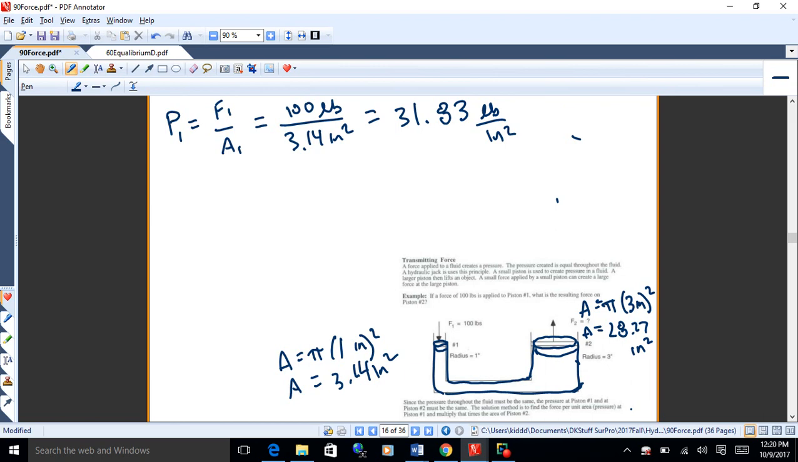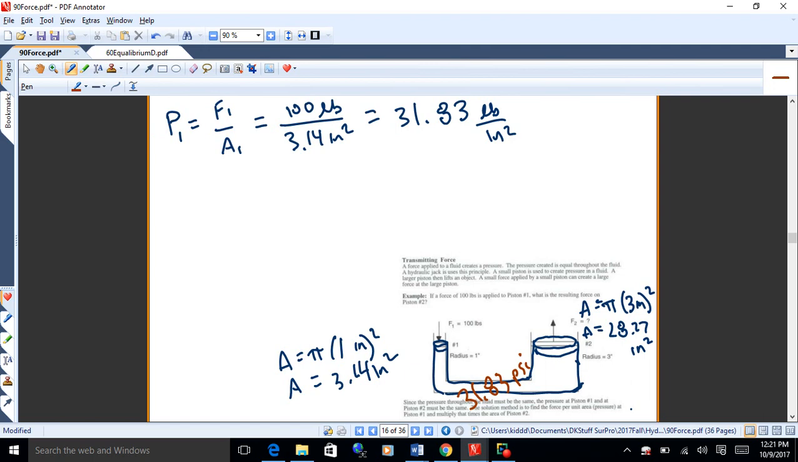Okay. Now, this pressure here isn't really affected too much by the change in height. So we don't really think about that so much. You know, 31.83 pounds per inch squared is a fair amount of pressure. A little variation in height isn't going to make much difference on that, so we'll ignore that. So essentially what we're assuming here is that the pressure everywhere in there is 31.83.